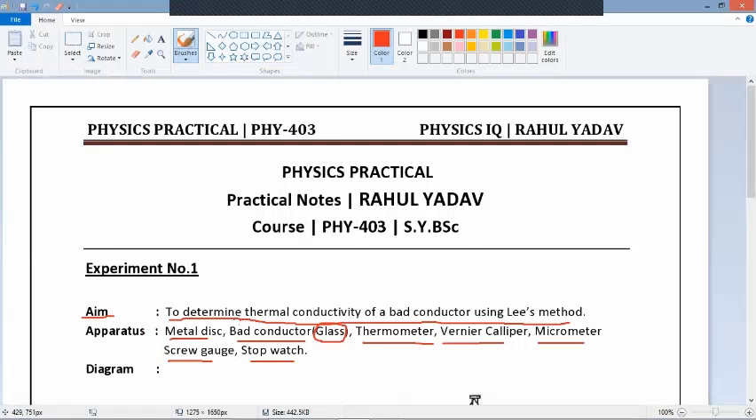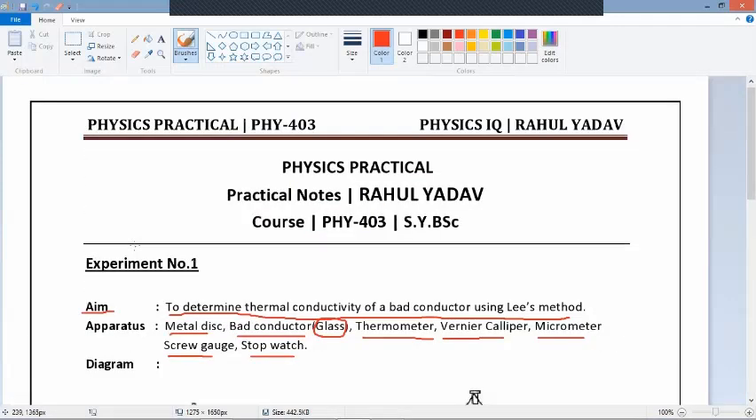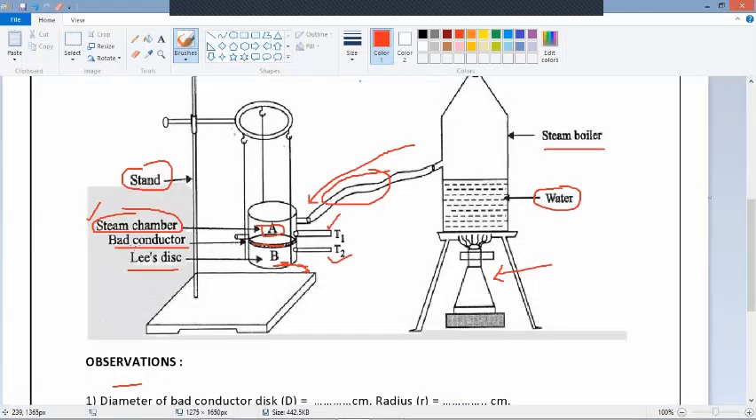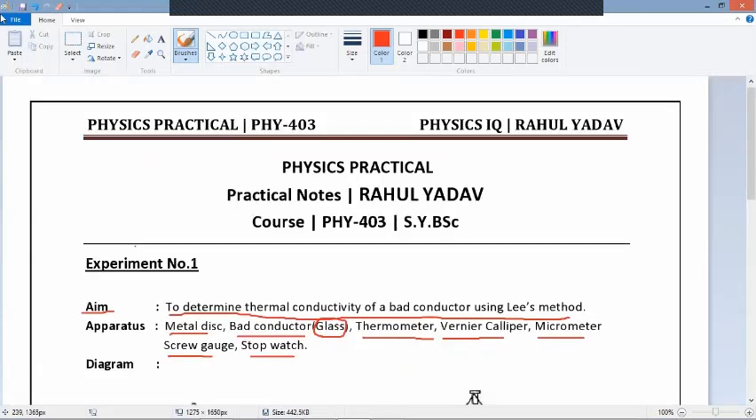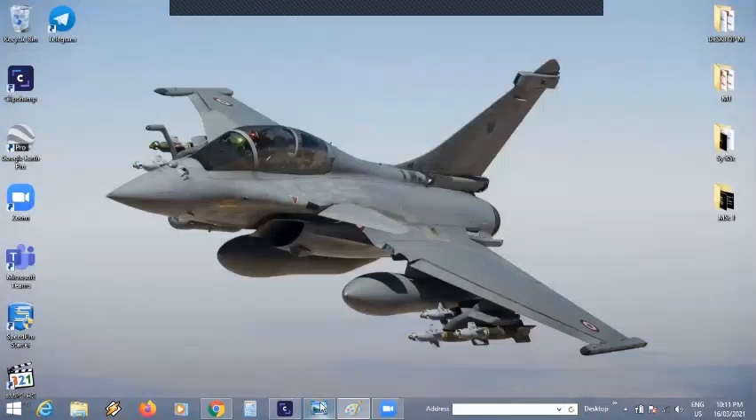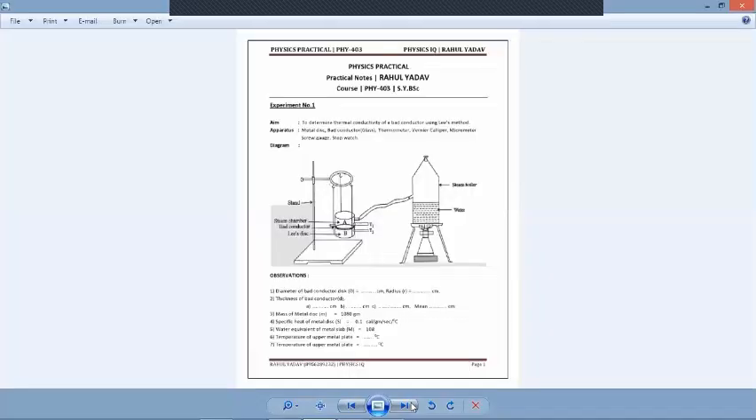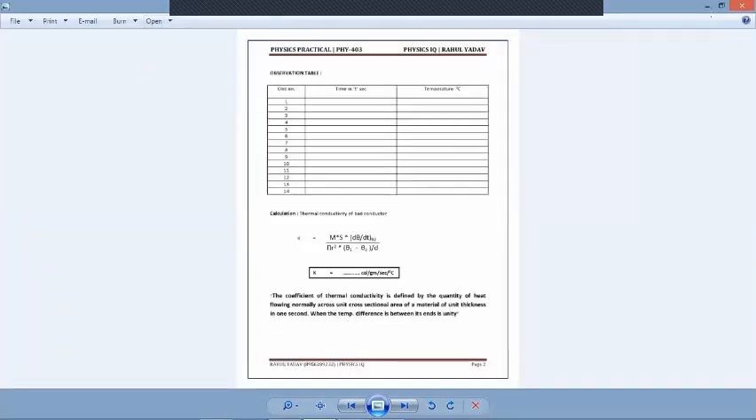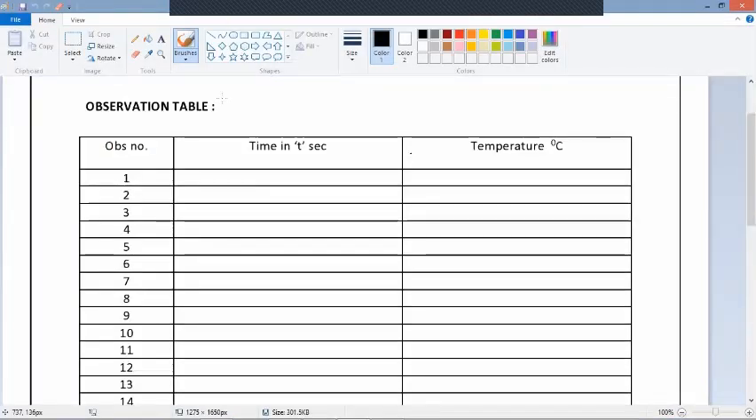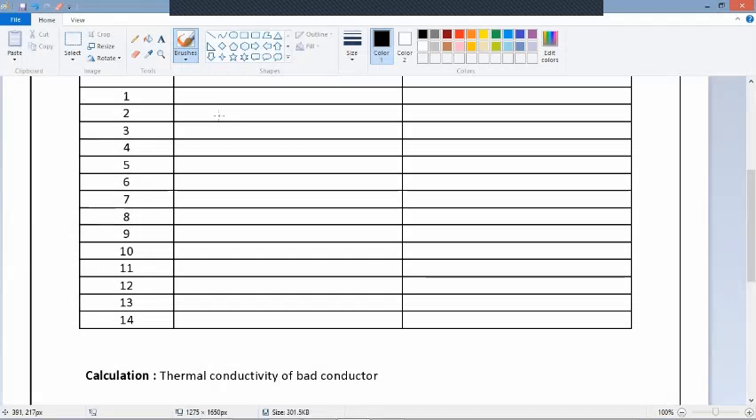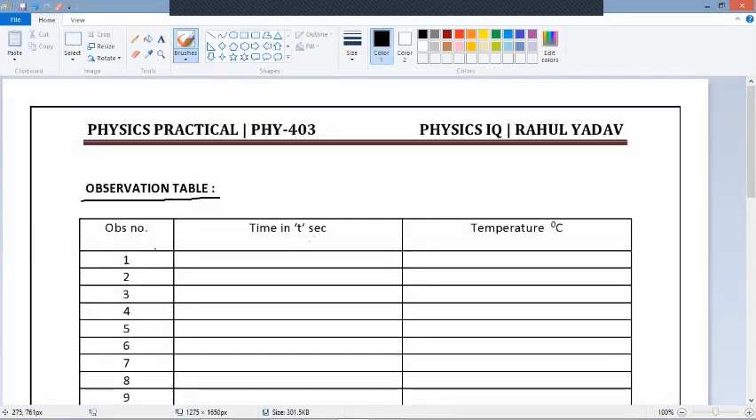So these are your experiment observations, and this is your diagram. Now I am going to open your observation table. Here you can see the observation table. We have to take 14 observations. One column is the column of time, which we have to take in seconds, and this is your temperature column.